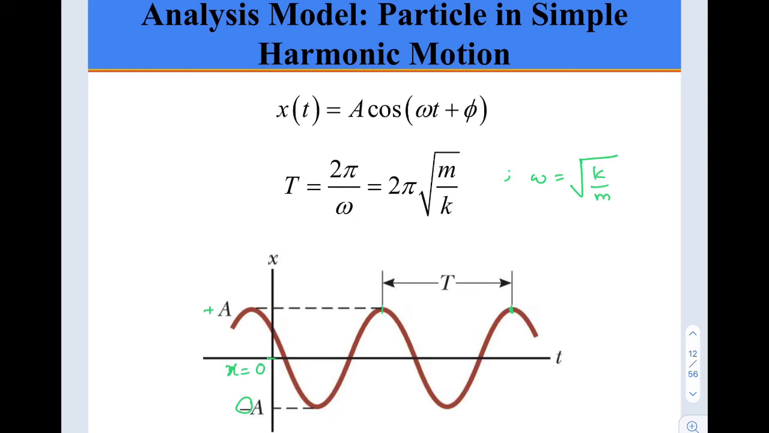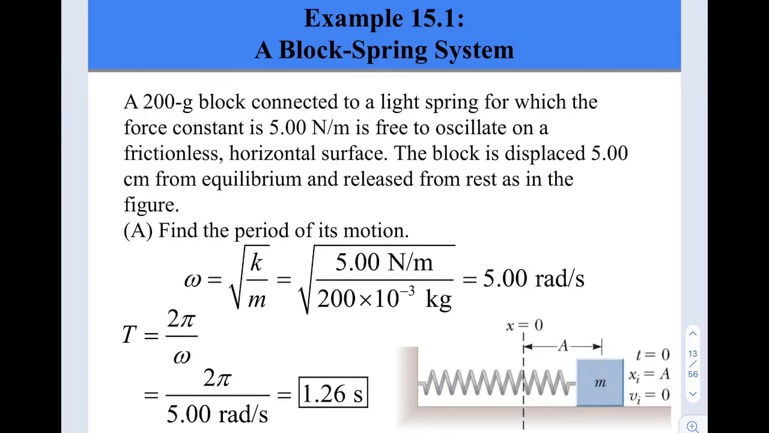Okay, the direction. Right. So take a look at example 15.1. A block spring system: a 200 gram block connected to a light spring for which the force constant is 5 Newton per meter is free to oscillate on a frictionless horizontal surface. The block is displaced 5 cm from equilibrium, so this will be our A.